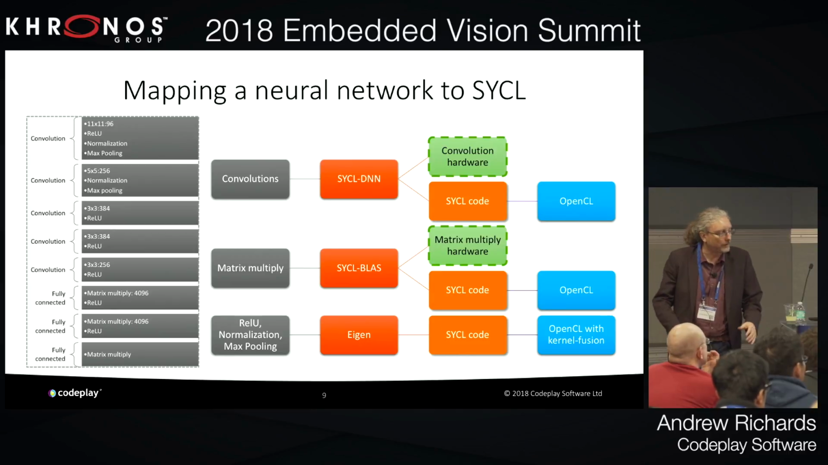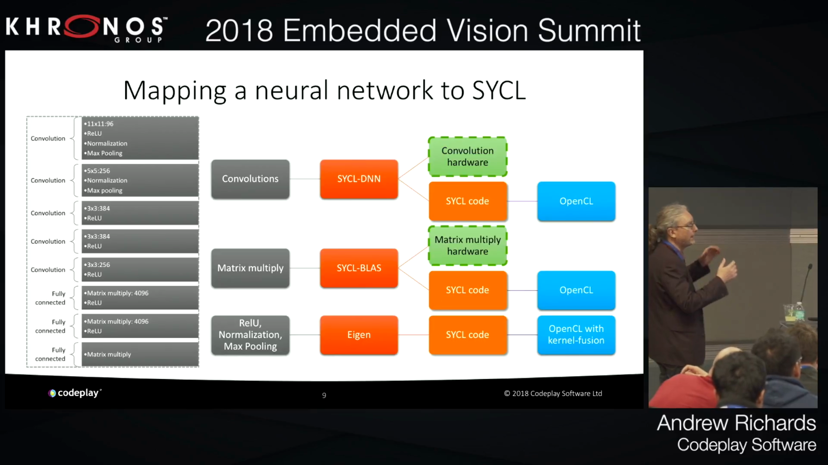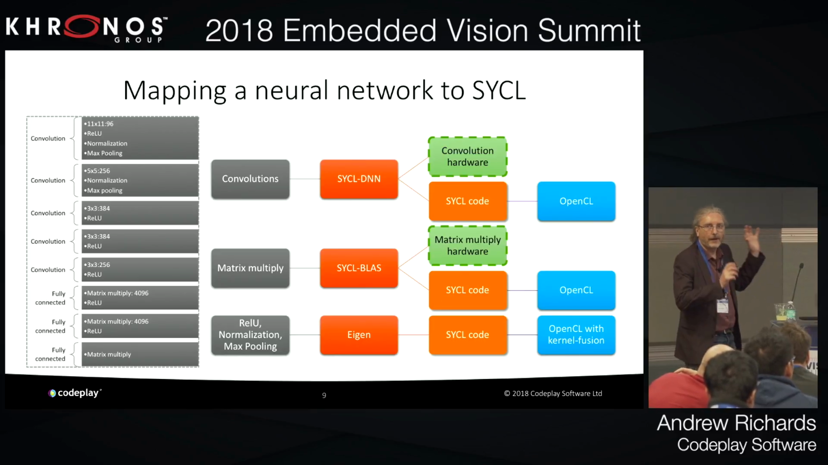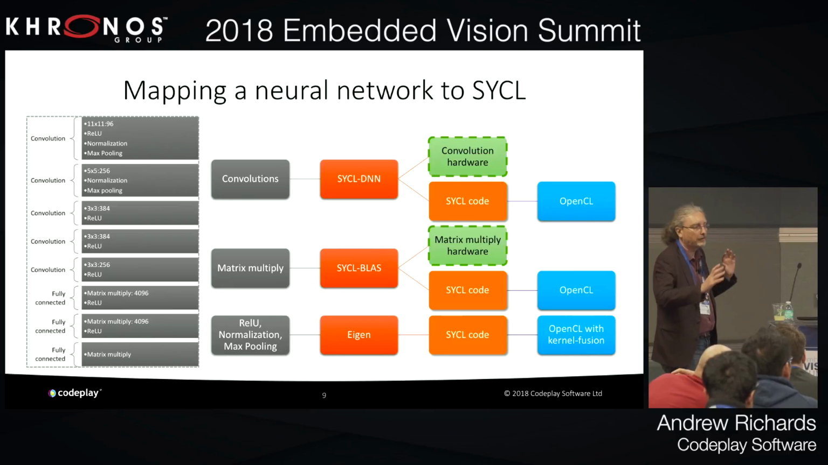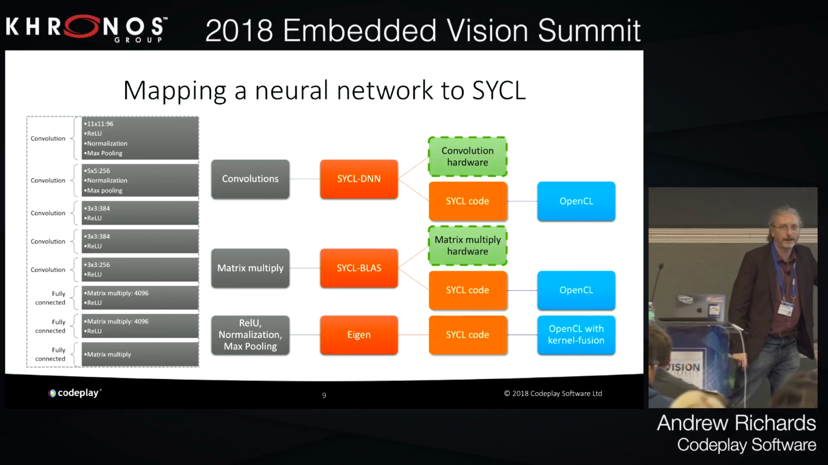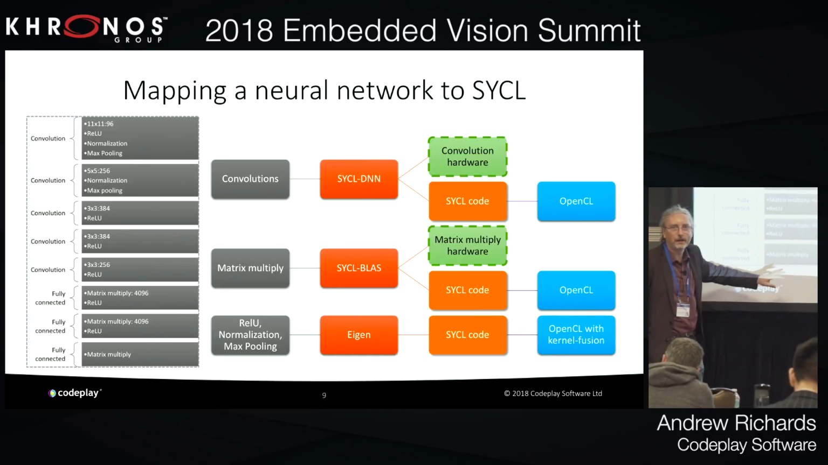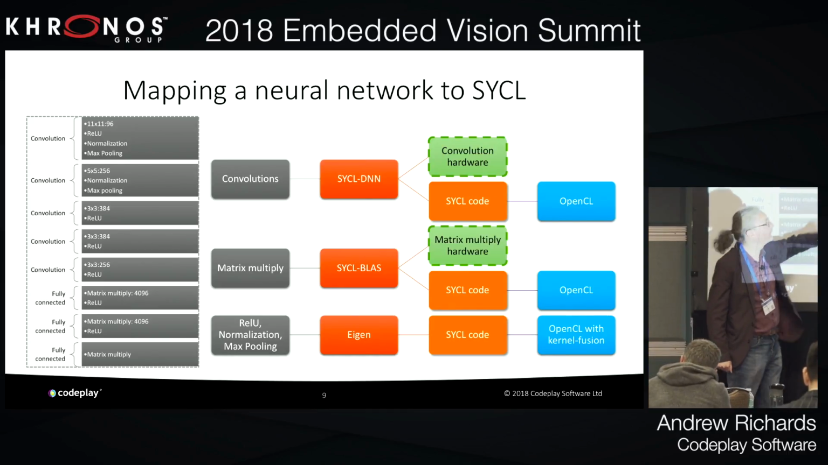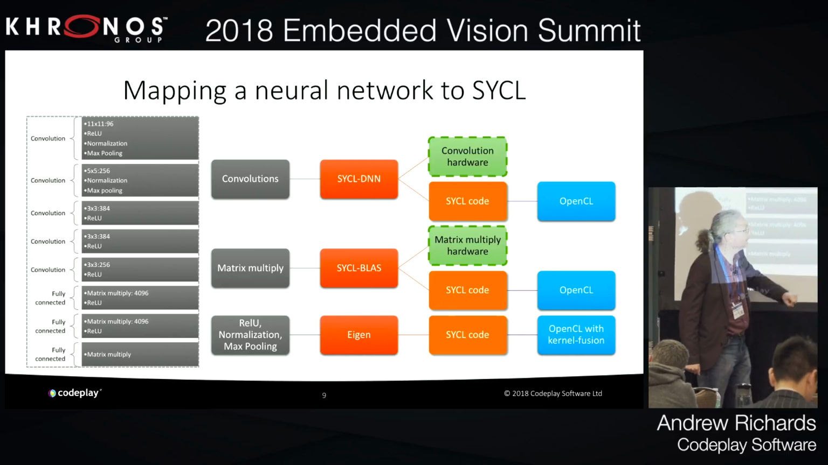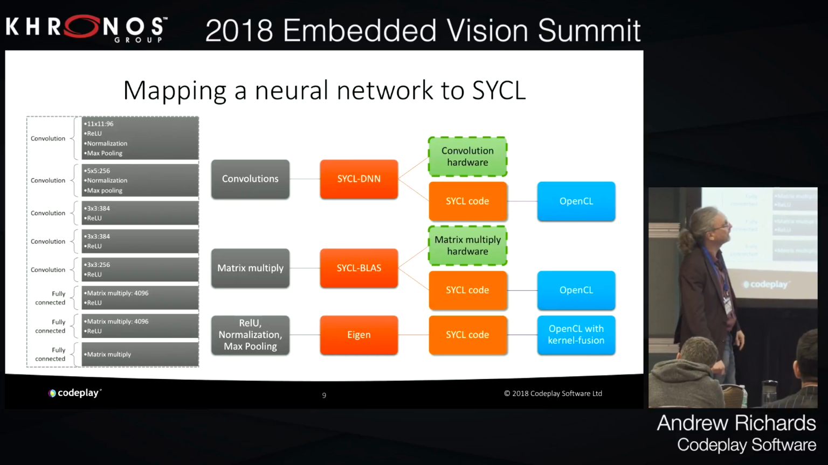Right, so because this conference is quite hardware focused, I kind of have to explain how a neural network maps to the hardware. So this is a simple network. I think it's AlexNet. And what you find in these networks is you have convolutions and you have matrix multiplies, and then you have a whole load of other layers, activation layers and stuff like that.